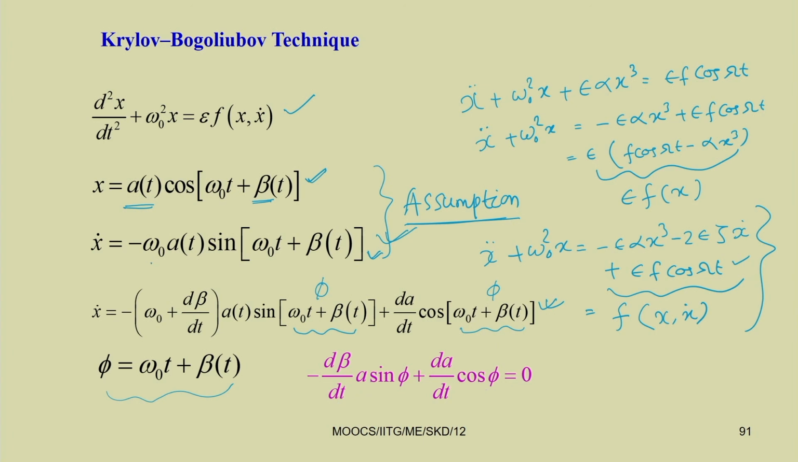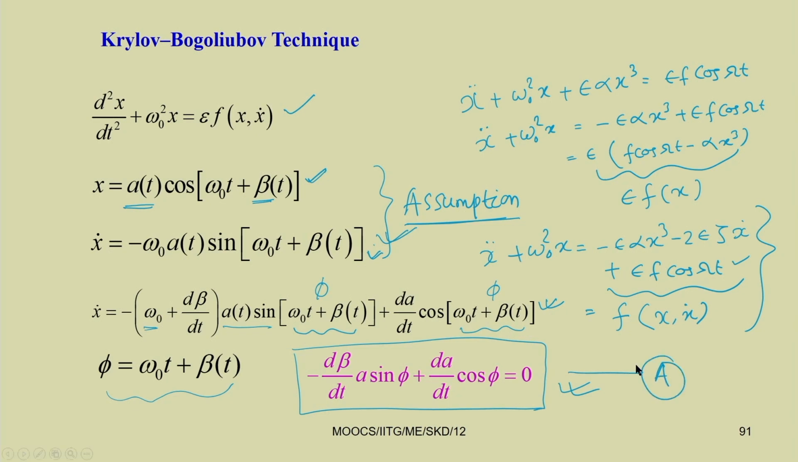You can take out the term minus omega 0 a sin phi, so this term has gone. The other remaining terms are minus d beta by dt into a sin phi and dA by dt cos phi equal to 0. Comparing these terms, easily we can write this equation. This is one useful equation which we will use later. Let me call this equation A.